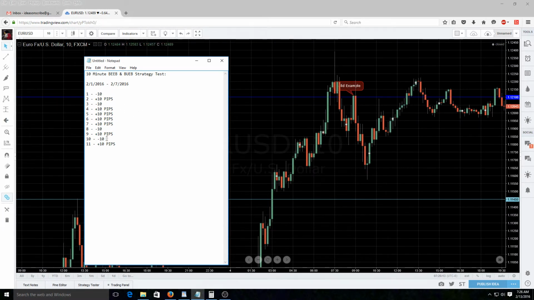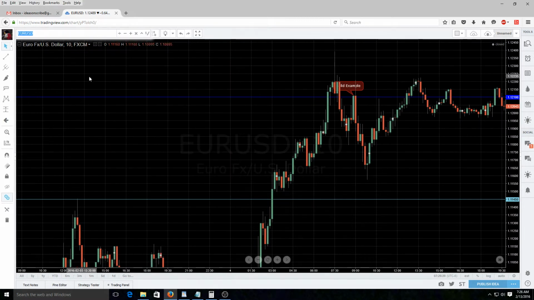So I've ended up with 11 trades in 7 days, but this is just on one pair. I'll be trading obviously way more than one pair, more like 20 to 25 pairs, as long as they are good pairs.